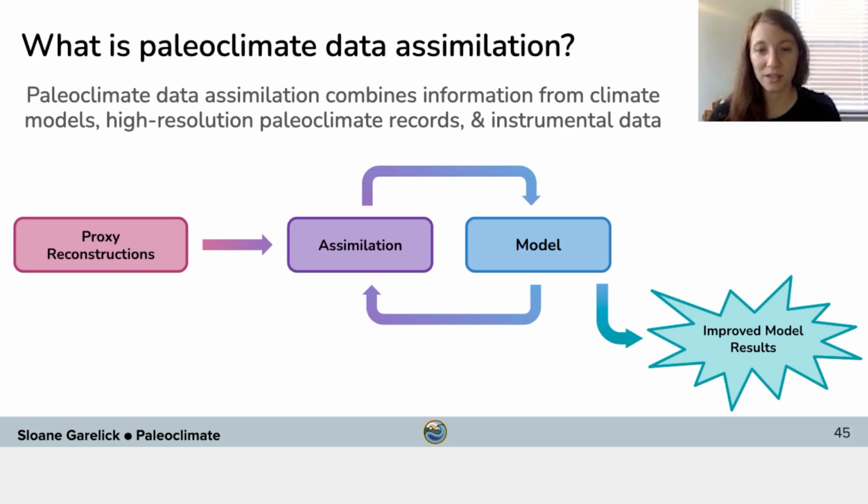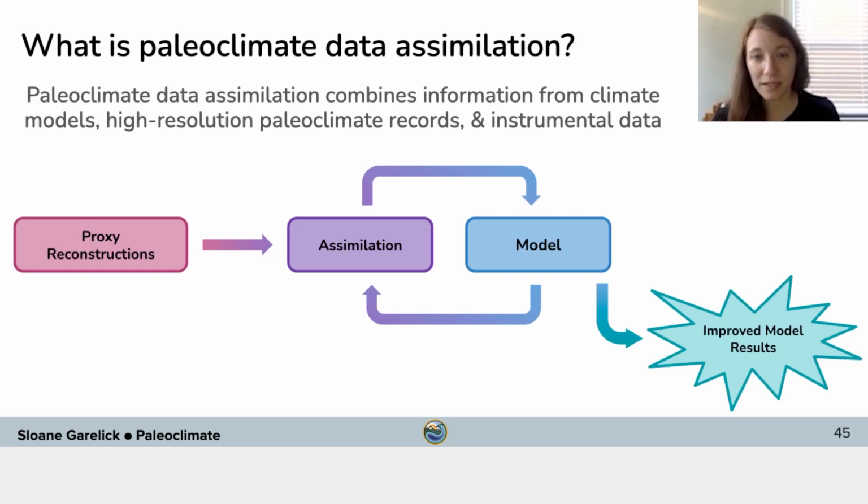Paleoclimate data assimilation combines information from climate models, high-resolution paleoclimate records, and instrumental data sets to create a more complete picture of past climate and its forcings. Proxies are useful because they provide direct climate measurements from a specific location. However, as we discussed, there are sometimes large age uncertainties associated with proxies, and they lack the spatial distribution that's needed to get a sense of global change.